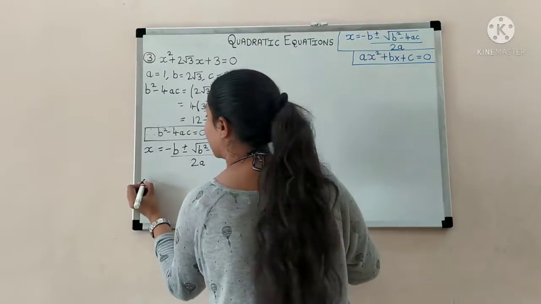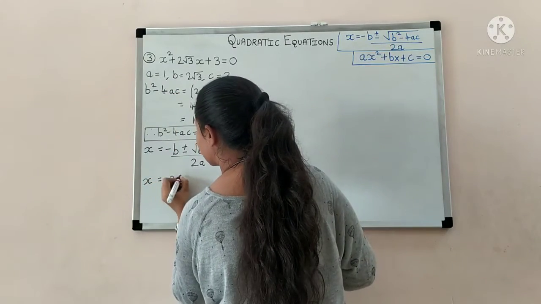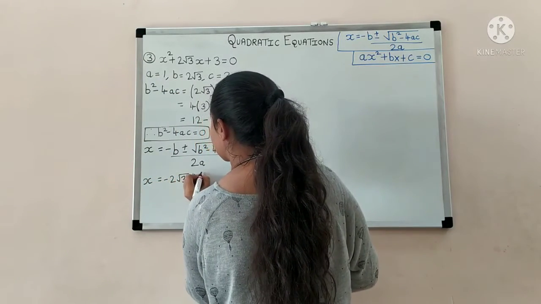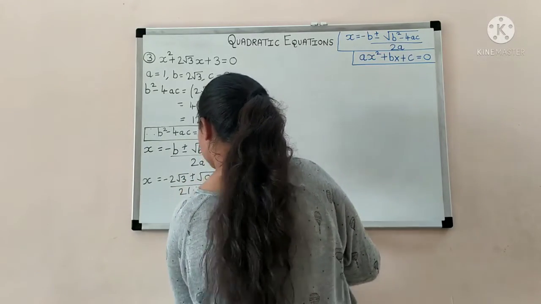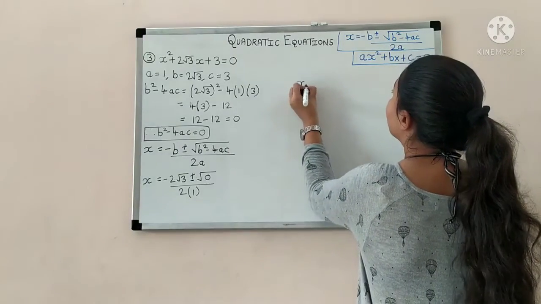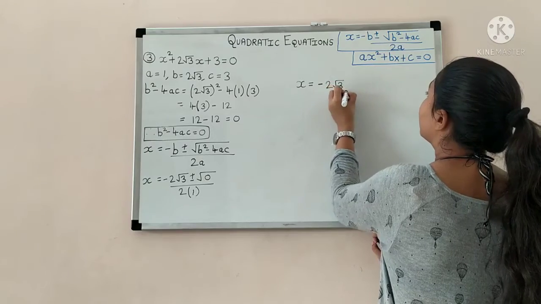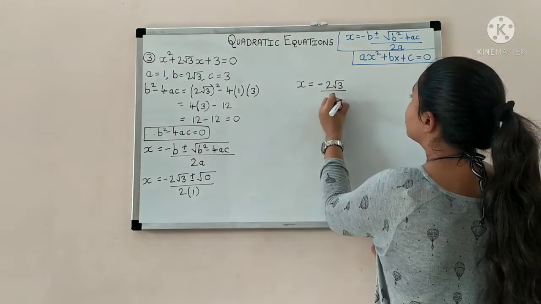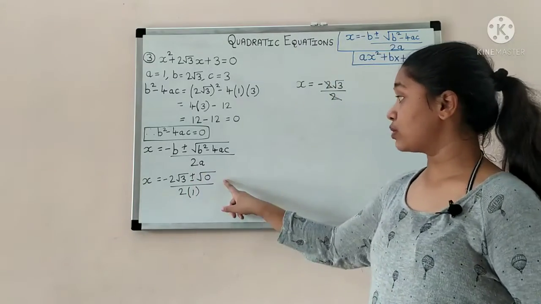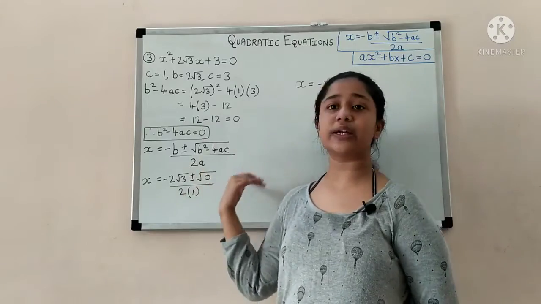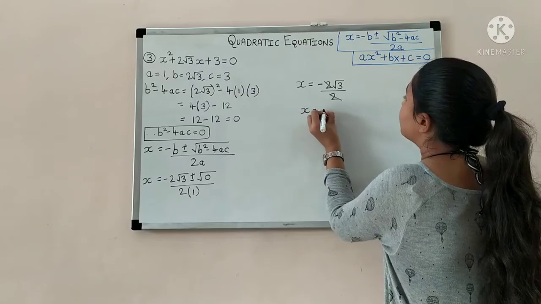Okay, so x is equal to minus b, which means the value of b, 2 root 3. So write minus 2 root 3 plus minus root of b square minus 4ac, which is 0, upon 2 and a is 1. So this will be x is equal to minus 2 root 3 upon 2. So 2 and 2 will get cancelled. Now here plus minus root 0 is there, so root 0 will be 0. So plus minus 0 will ultimately be 0. So what will our answer be here? x is equal to minus root 3.